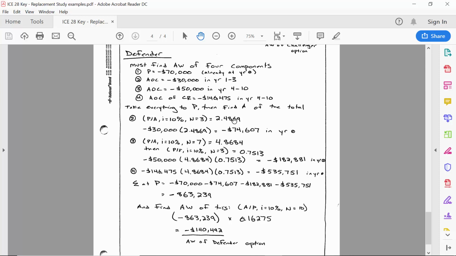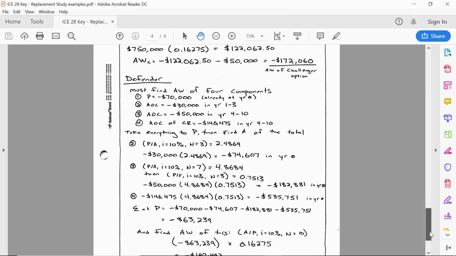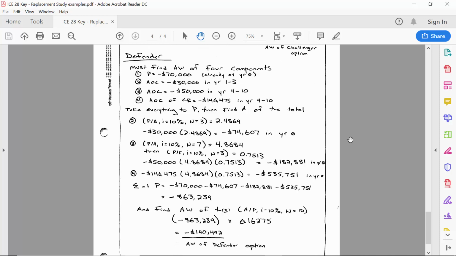So the answer was, what should we do? Should we use the Defender or the Challenger? If we buy this new equipment in year 0, the annual cost is $172,000. If we use the existing equipment, the stuff we already own for a little while, and then buy the new stuff later, it ends up being cheaper that way.